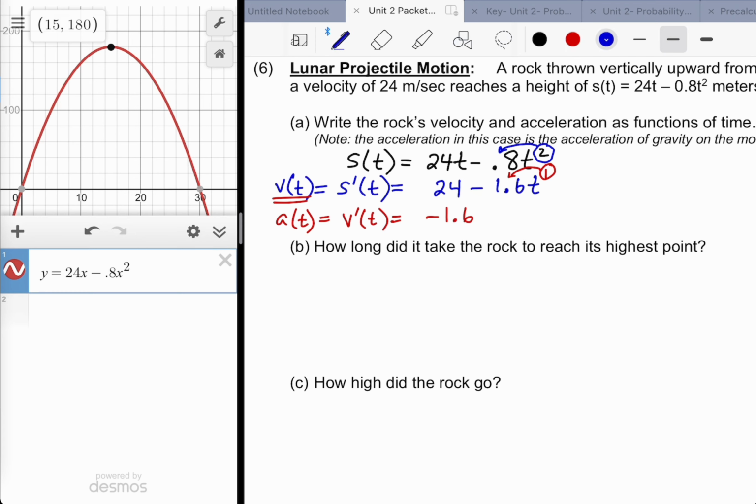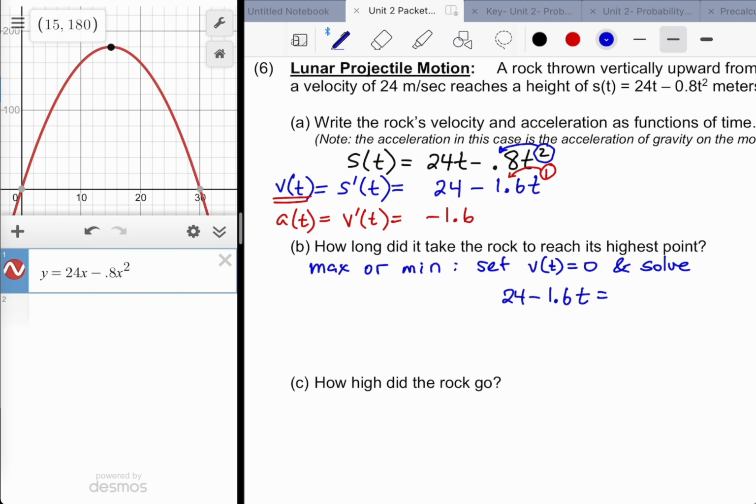All right. So to get the highest point, so for a maximum or a minimum, set your velocity function equal to 0 and solve. So that would be 24 minus 1.6t, set that equal to 0. We already did the work in part A to come up with the derivative function, which happened to be the velocity function. So set that equal to 0 and solve.